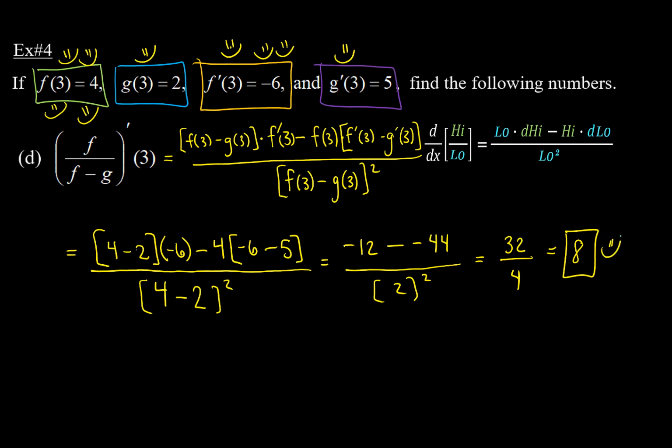These are long, but they definitely help you figure out if you know your product and quotient rules. Don't forget, product is plus, quotient is subtract, and the order matters in the subtraction. Low d high minus high d low, all over the bottom squared we go.